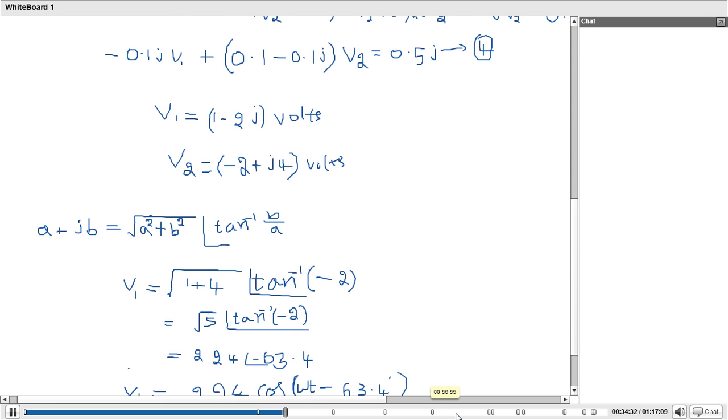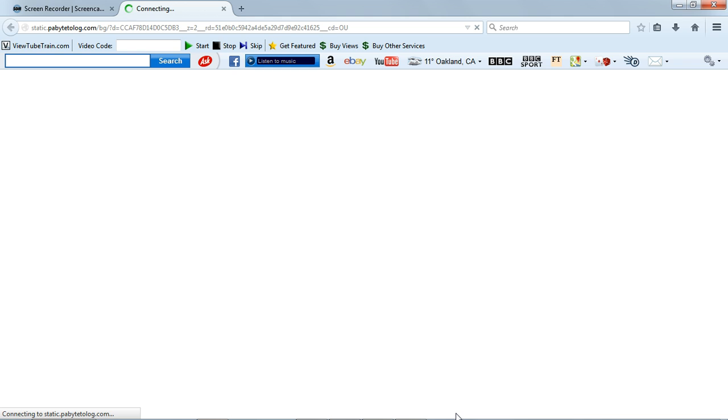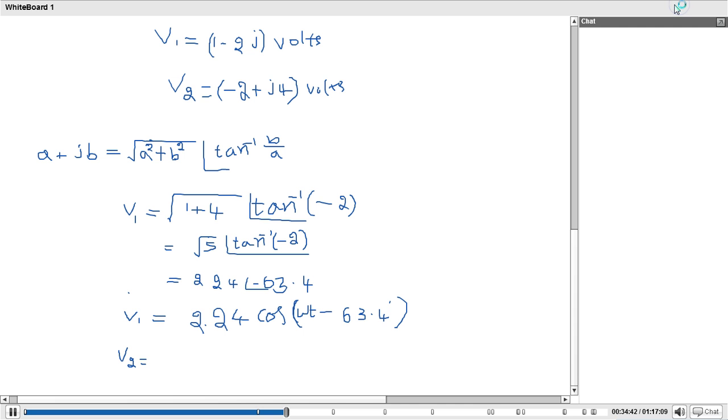Similarly, convert V2 into polar form. So V2 is equal to root of 2 square, which is 4, plus minus 2 whole square, which is 4, and 4 square, which is 16. Wait, the real part is minus 2 and the imaginary part is 4: tan inverse of 4 by minus 2.